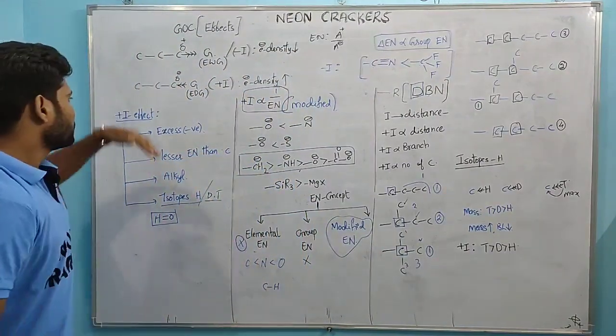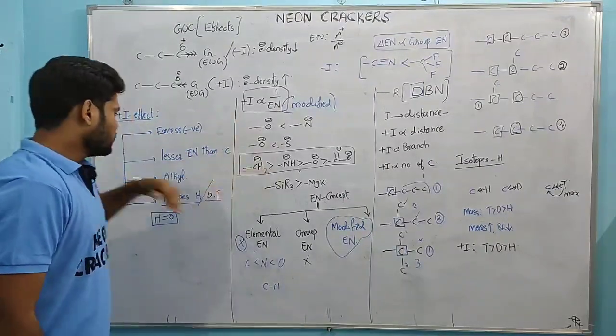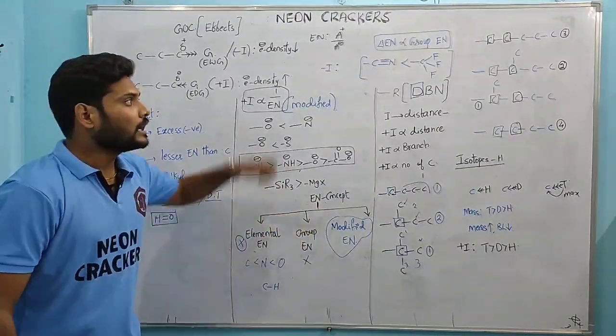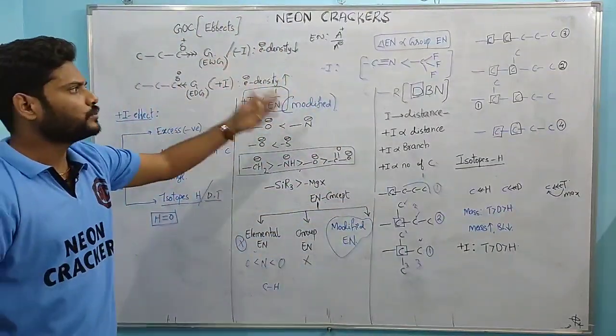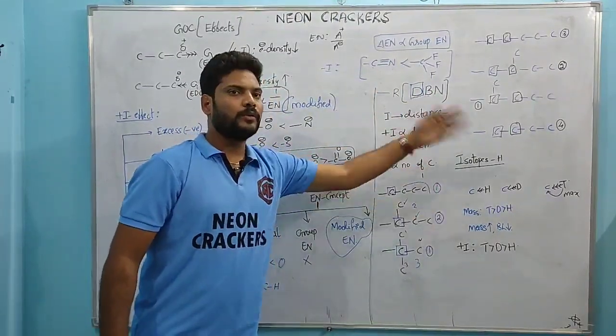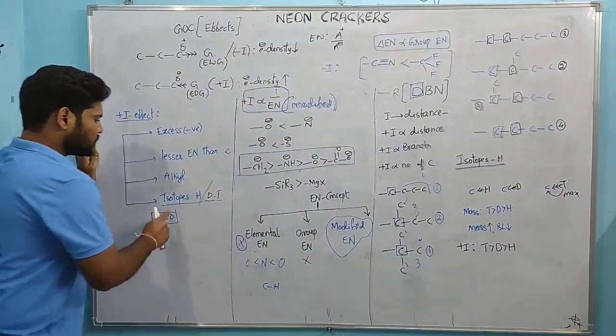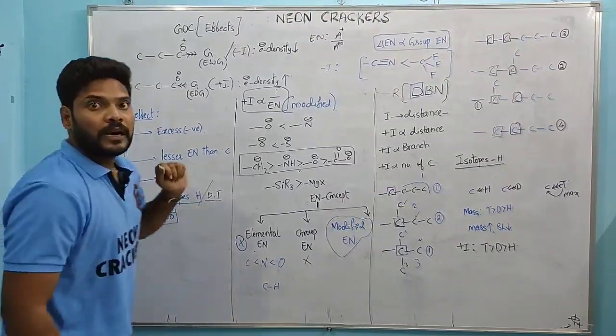So this is the overall order of plus I. First factor is what? Excess negative charge. Second factor is what? Lower electronegativity than carbon. Third factor is what? Alkyl. Alkyl, we have to use the DBN rule. That's it. No need to write 2 degree, 3 degree, whatever. Just apply DBN rule, whatever the alkyl. Last one is what here? Isotopes of hydrogen.